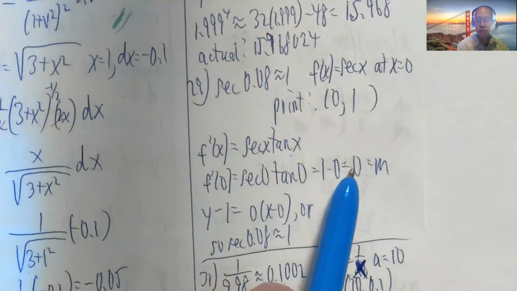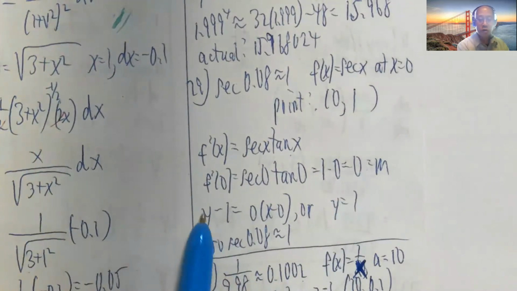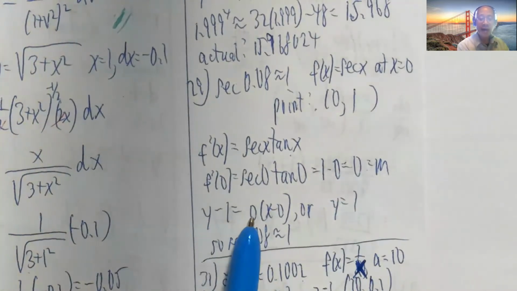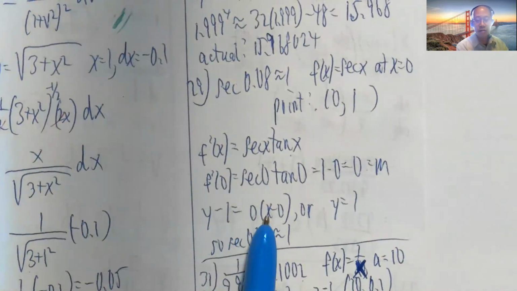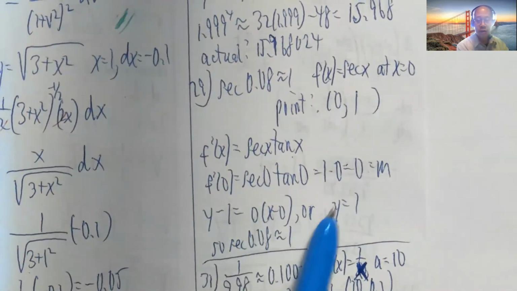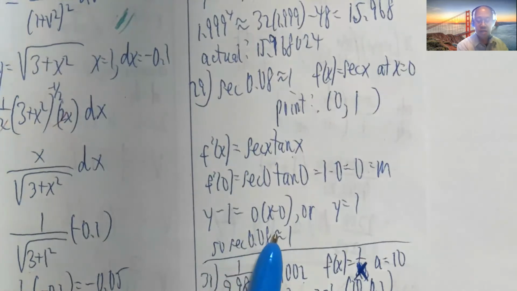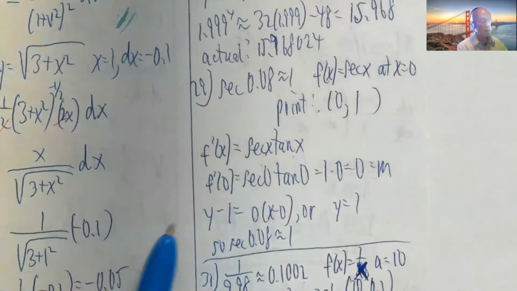1 times 0 is 0. So the slope is 0. So y minus y1 equals m times x minus 0. Well, that's basically just y equals 1. So therefore, secant of 0.08 is approximately equal to 1. That's a good approximation that we have here.